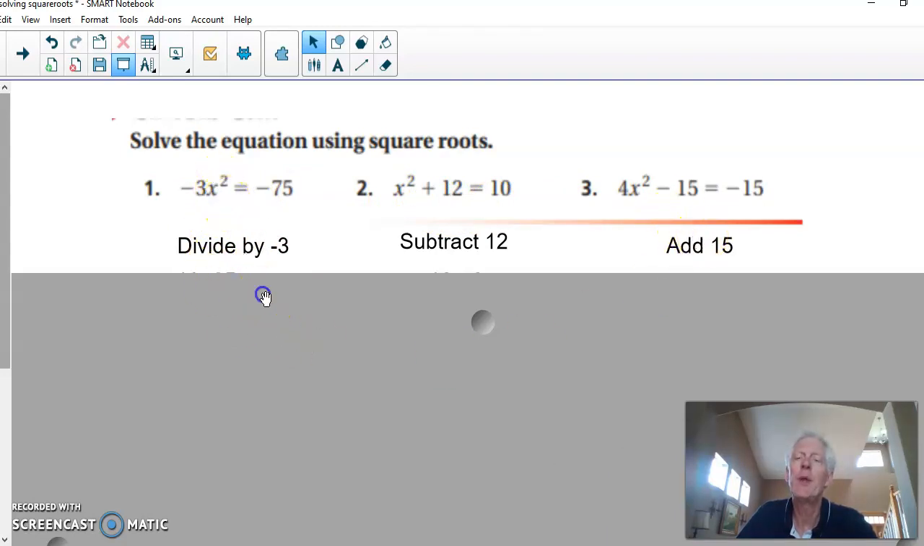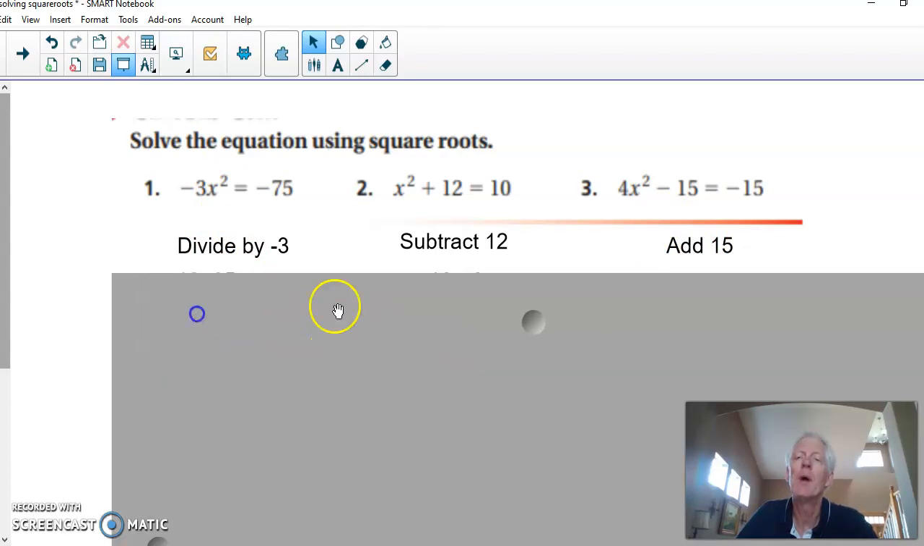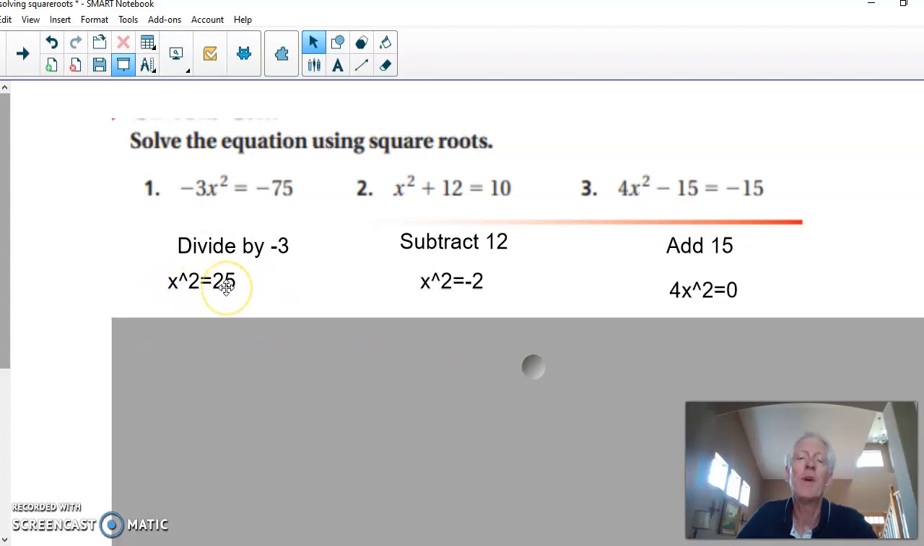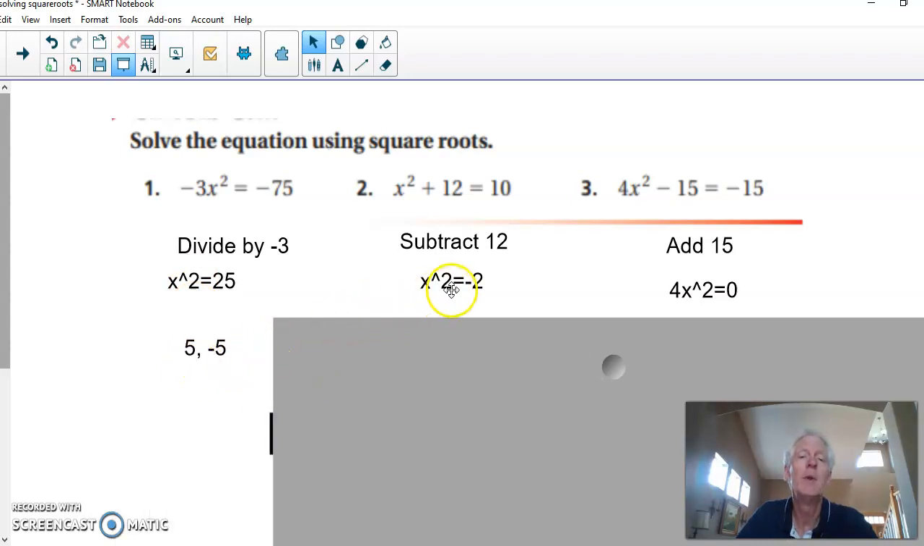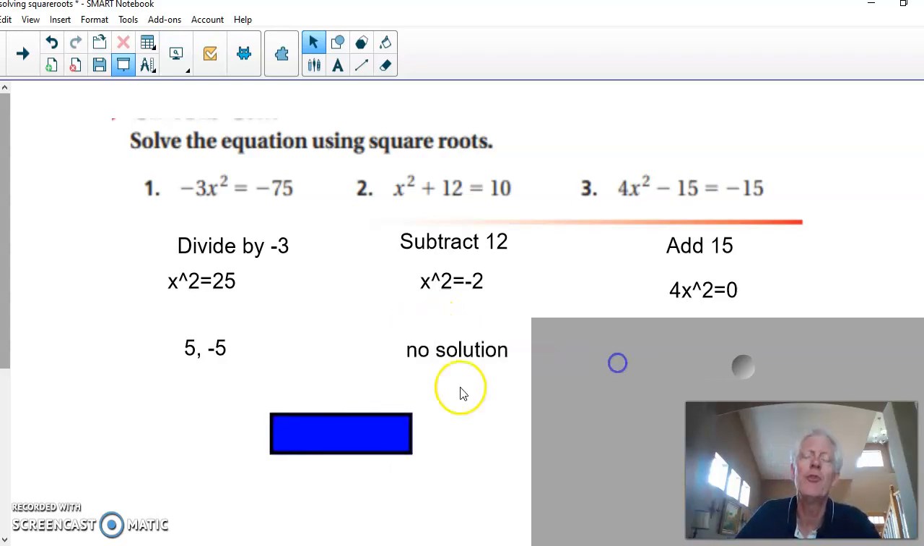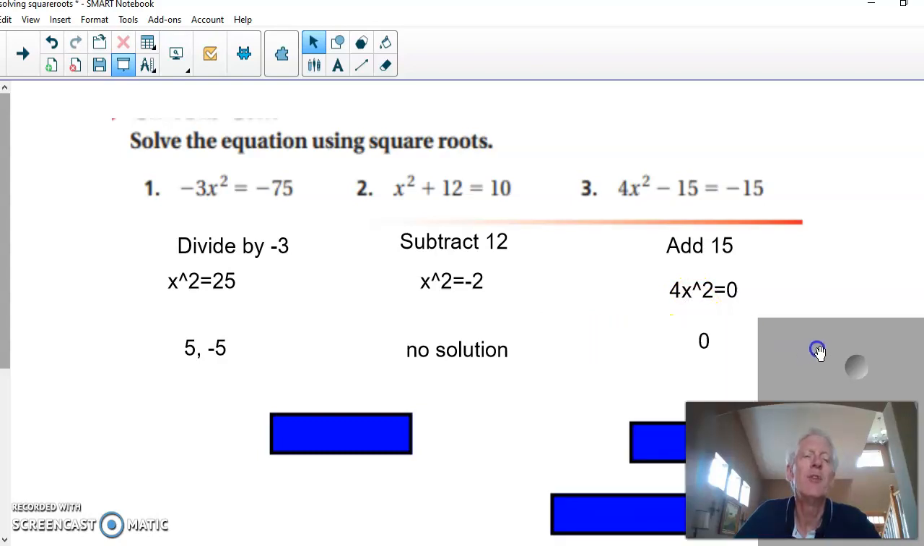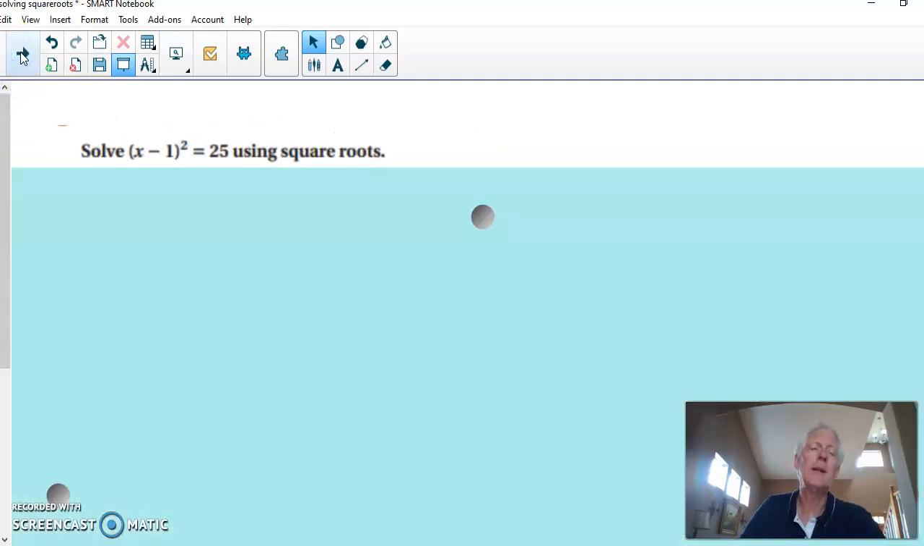When you divide by negative 3 here, you'll end up with x squared equals 25. When you subtract 12, you'll have x squared equals negative 2. When you add 15, you'll have 4x squared equals 0. This, of course, will be 5 and negative 5. x squared equals negative 2. No square root of a negative 2. No solution. And 4x squared equals 0. Divided by 4, you find the square root, and you will get 0 for that. So that's the easy stuff. Now we'll get a little bit more complicated.